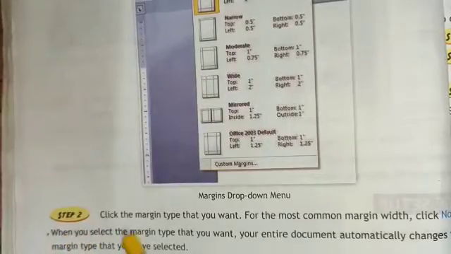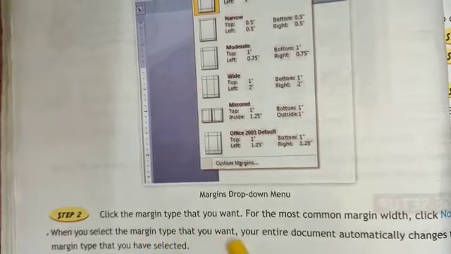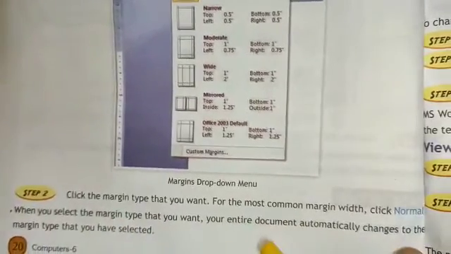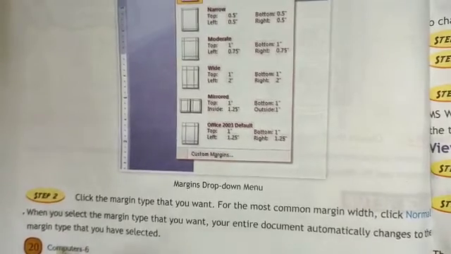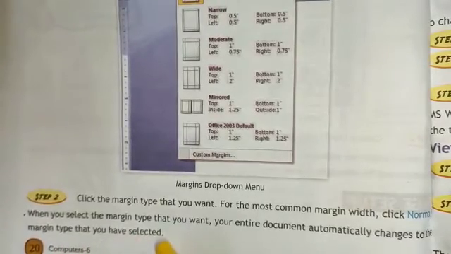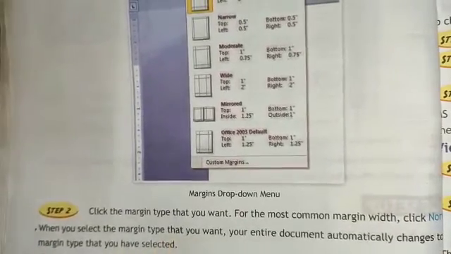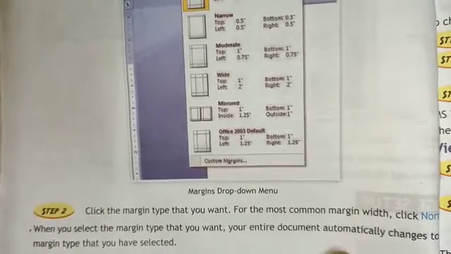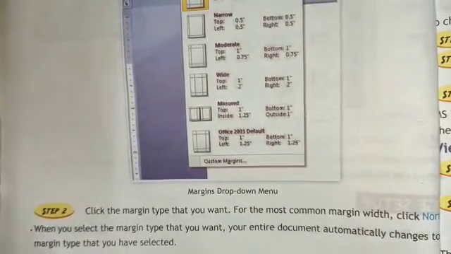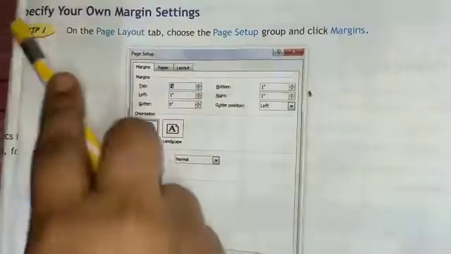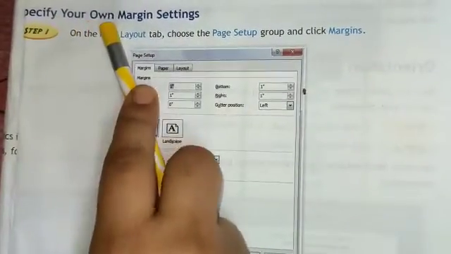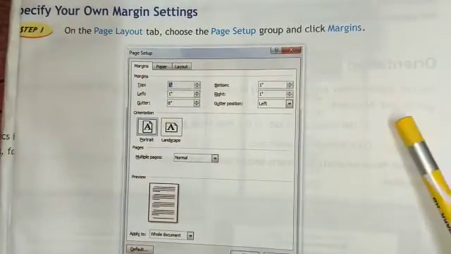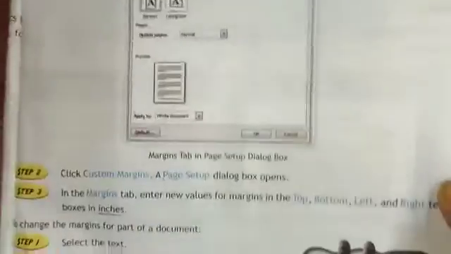When you select the margin type that you want, your entire document automatically changes to the margin type that you have selected. Specify your own margin settings. To specify our own margin settings, we have to follow the steps given below.